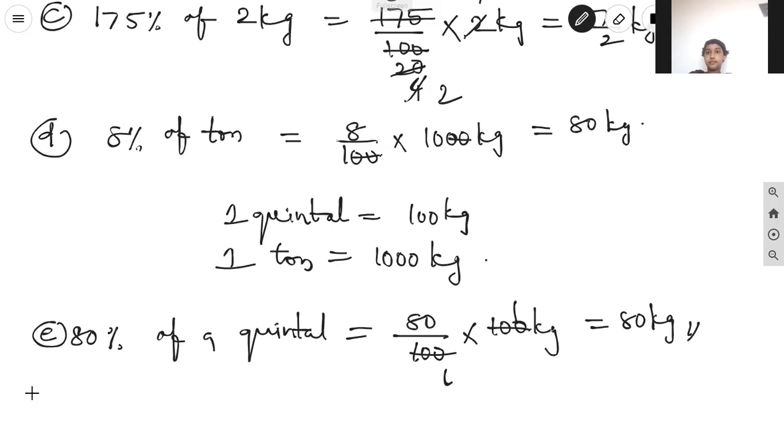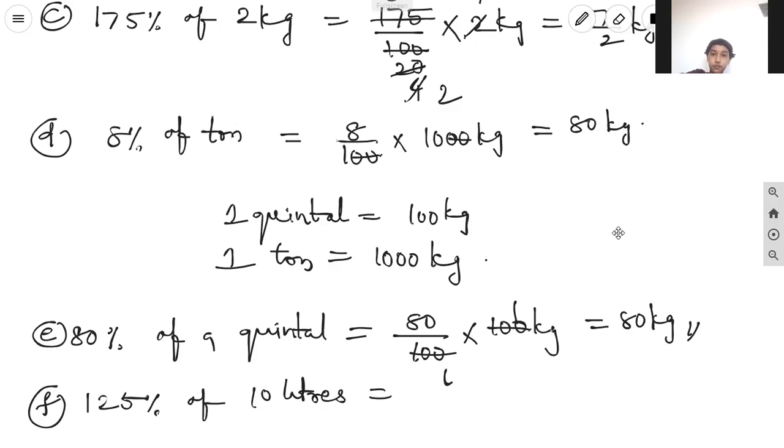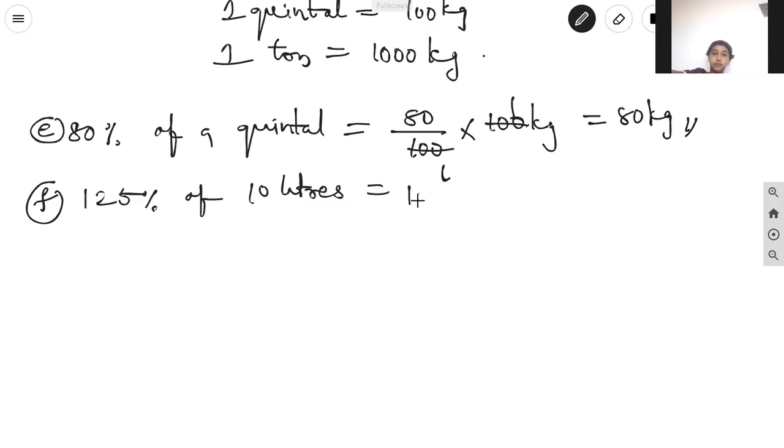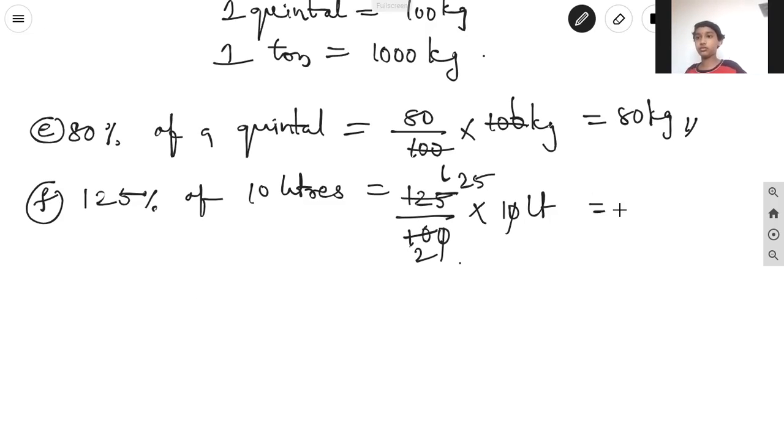And one more problem. 125% of 10 liters, that is equal to 125 per 100 into 10 liters. Zeros cancel. 5 twos are 10, 5 fives are 25. 25 by 2 liters, or 12 and a half liters. These are another type of the questions.